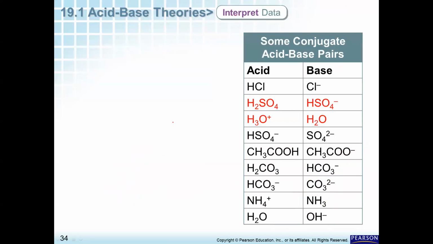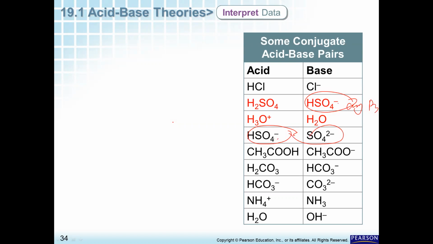This is a list of acids and bases and their pairs. For example, HCl along with Cl minus, H2SO4 with HSO4 minus. But that one also, as you can see here, can act as an acid, right? Because it can give one more hydrogen. So this is a conjugate base, and also here it is acting as an acid again in order to form the sulfate.